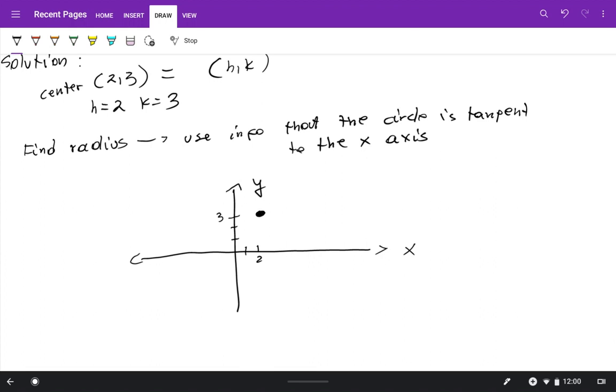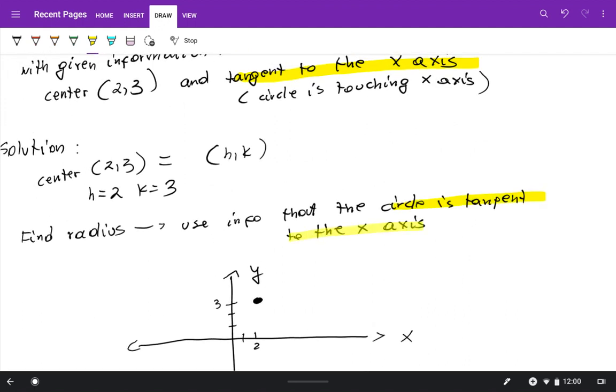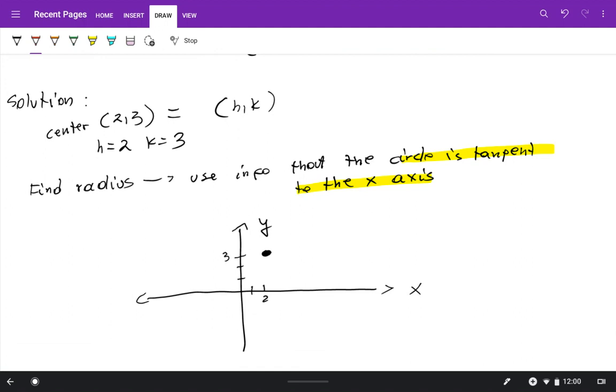Okay, and that information, tangent to the x-axis. So if this is my center, I'm just going to graph it like that, because tangent to the x-axis means that my circle has to touch the x-axis. So knowing that information, to calculate the radius, you just need to count the units from the center to the x-axis. Okay, so you count that distance. This is our radius. Again, tangent to the x-axis means your circle is touching the x-axis, okay?